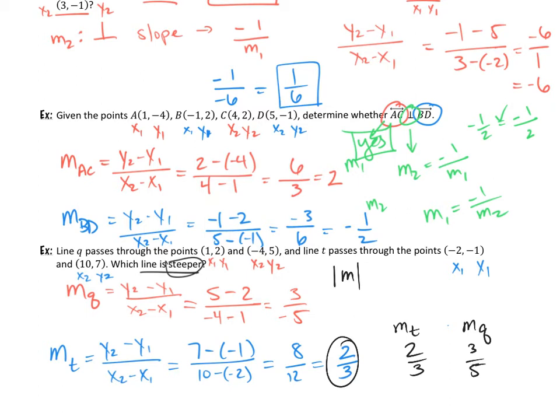If you put this into a calculator, so hopefully you have some idea of where these fractions fall between 0 and 1, 2 divided by 3 is 0.6 repeating. And then 3 divided by 5 is just 0.6, no repeating, nothing after that. So 0.66 is a little bit bigger than 0.60, okay? And so T is our steeper line.